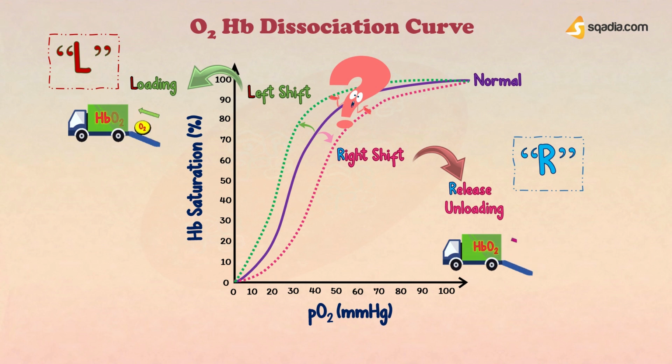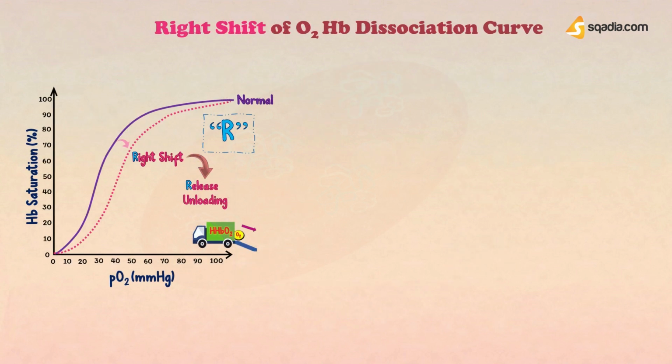Now, let's see how this occurs. Starting off with the shift to right first. Well, the oxygen hemoglobin dissociation curve is shifted to the right when the affinity of hemoglobin for oxygen is decreased, so that it will facilitate unloading of oxygen to tissue. Or when the P50 is increased.